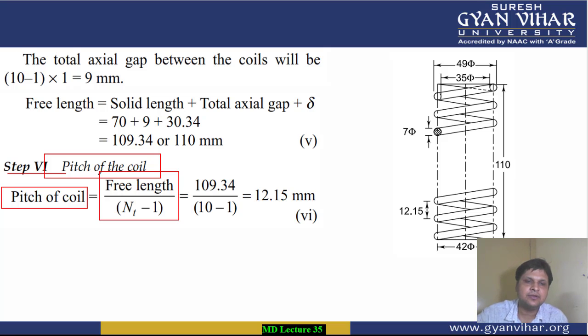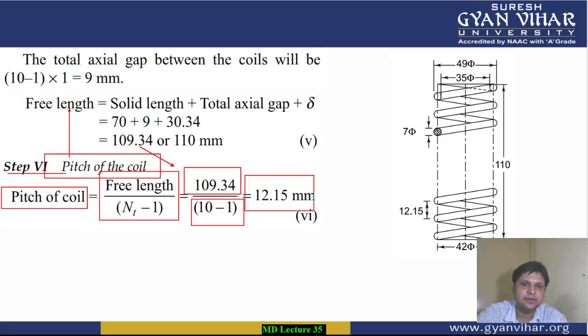Alright, so the free length we have already calculated in the previous step. It was equal to 109.34. So 109.34 we have taken, and divided by nt minus 1, which is 10 minus 1. This will give you the value 9. So 109.34 divided by 9 will give you the value 12.15 mm. This is basically the pitch we have calculated.